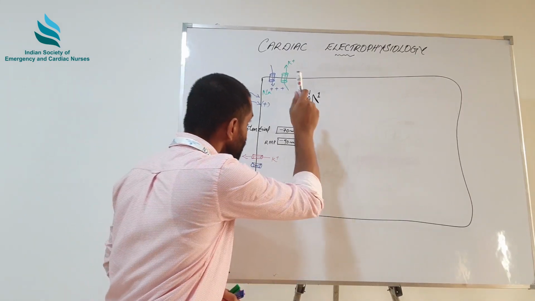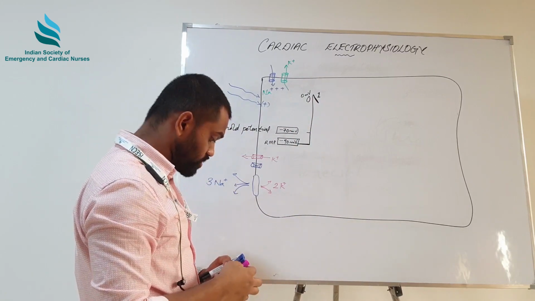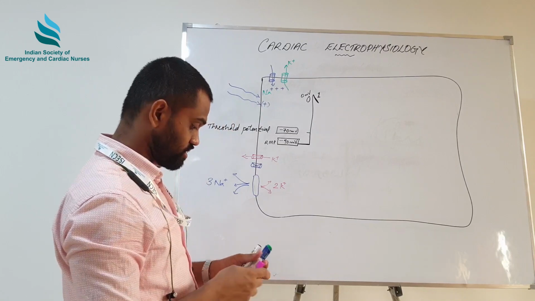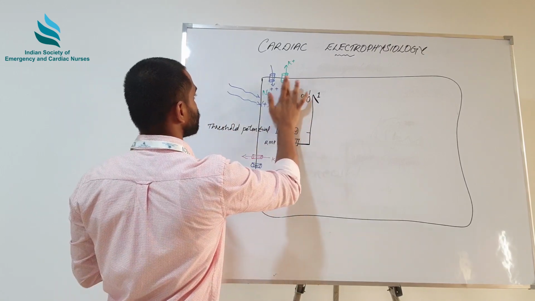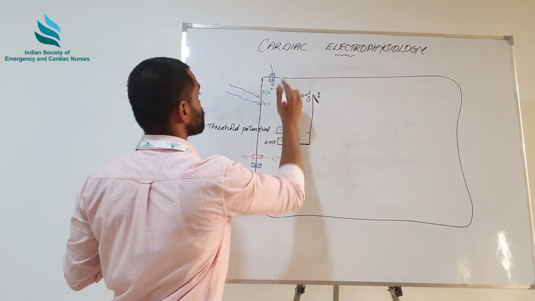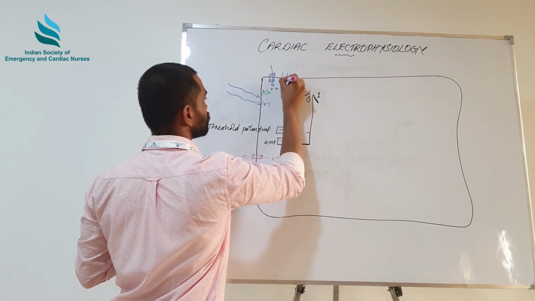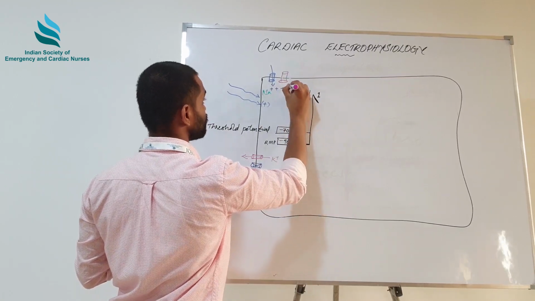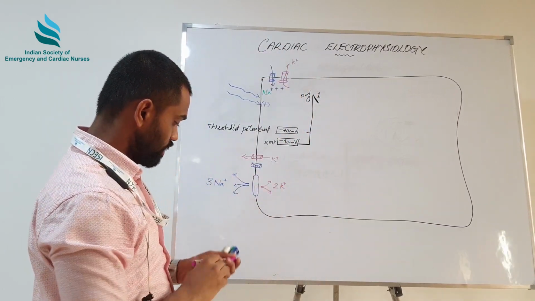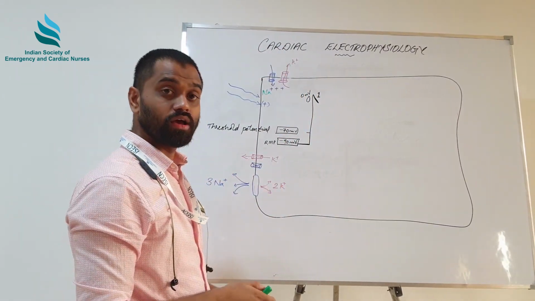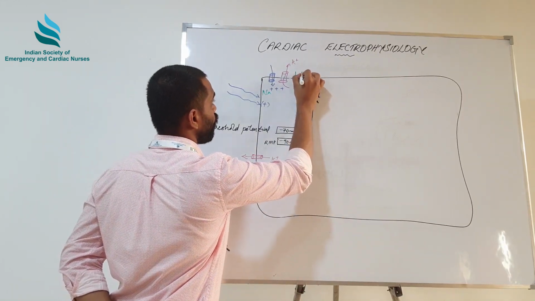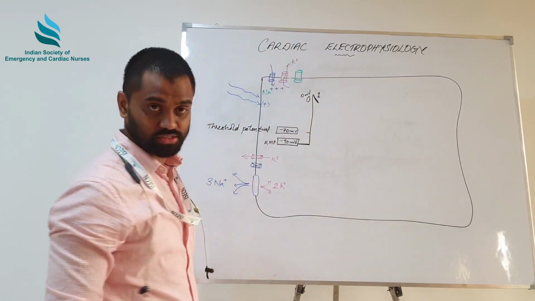So as it starts to dip, I'm sorry, I can just change the color here, otherwise it will be confusing for you. So this is the potassium channel, and we are losing potassium here, and now we have simultaneous opening of calcium channels.